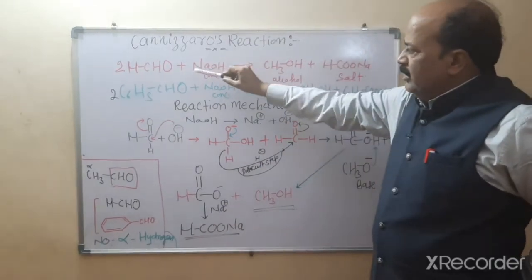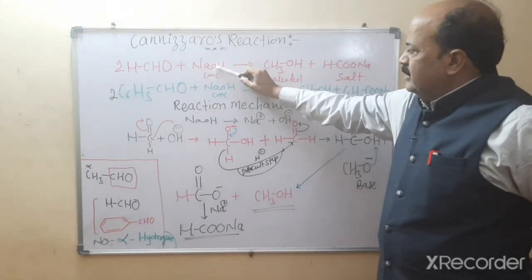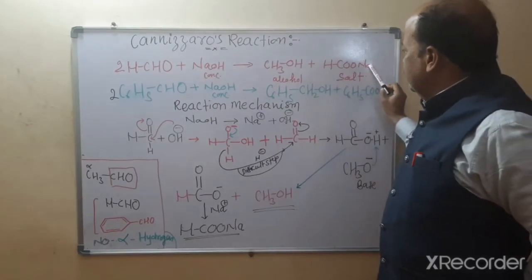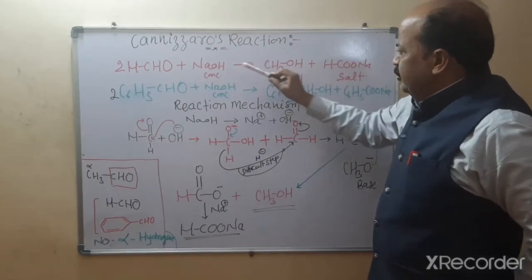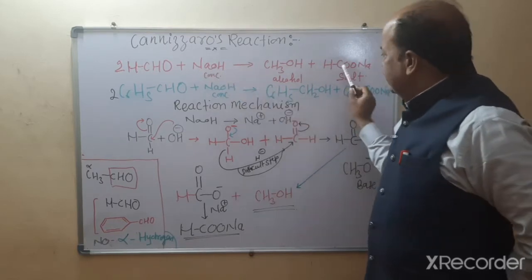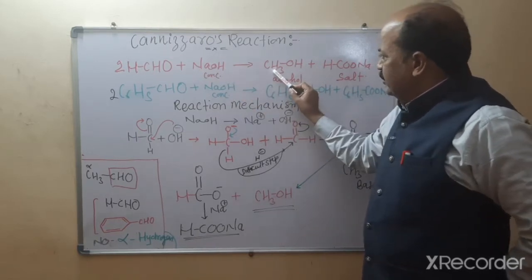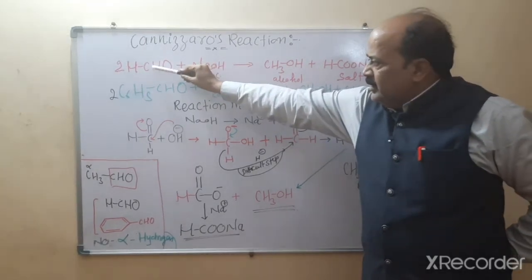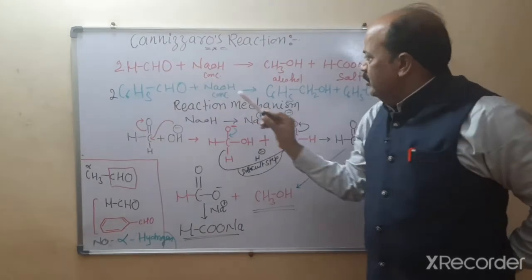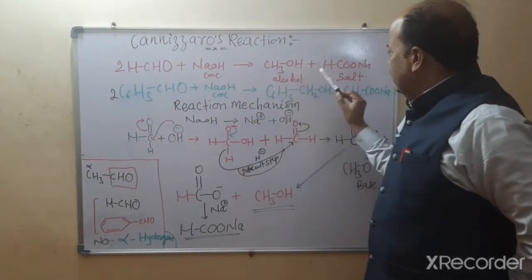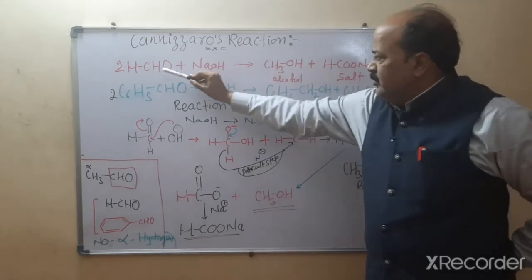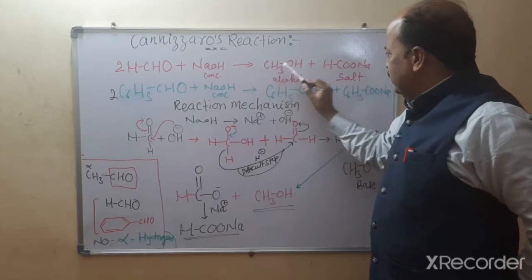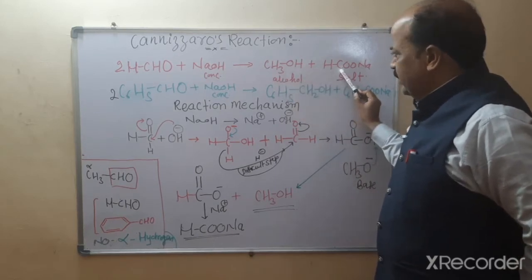Now see here, when formaldehyde reacts with concentrated sodium hydroxide, NaOH, it will form methyl alcohol and sodium formate. During the reaction, one aldehyde is oxidized and the second is reduced, because you see here the number of hydrogens attached to this carbon is 2, 1 and 2. Here one hydrogen increased, and the number of oxygens here is 1. Here one oxygen increased. That is why this carbon is reduced and this carbon is oxidized.